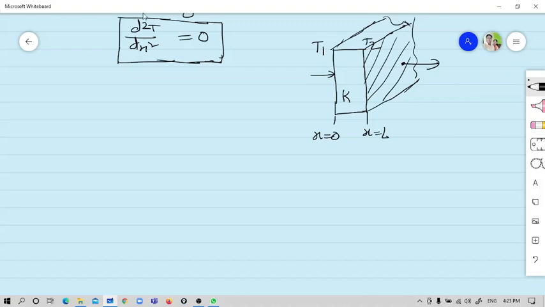So we have d2T by dx square. I can integrate this equation and I will get dT by dx equal to some constant C1. On further integration, I will get T equal to C1x plus C2, isn't it? Now, what are the boundary conditions here? There are two boundary conditions we have. The first boundary condition is at x equal to 0, temperature T equal to T1, and at x equal to L, temperature T equal to T2.